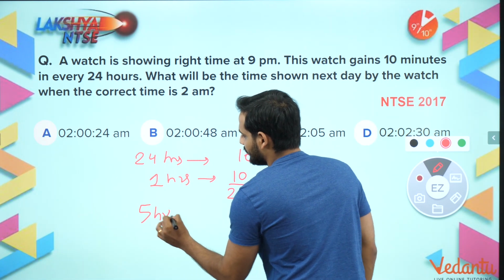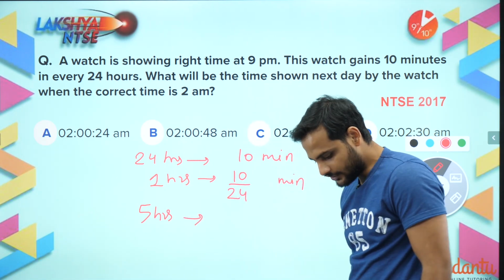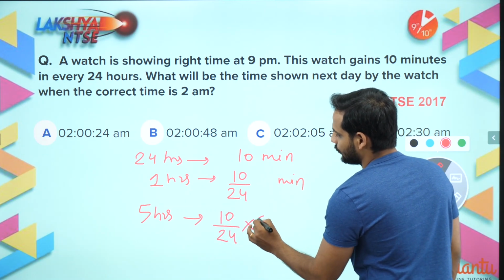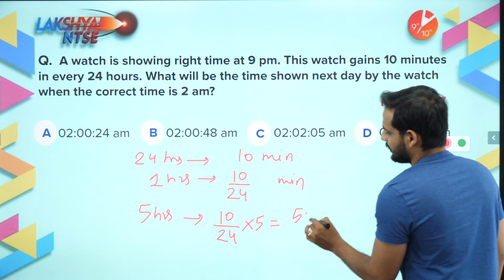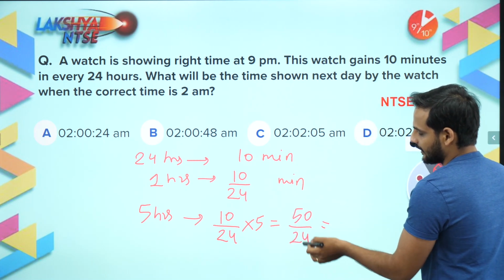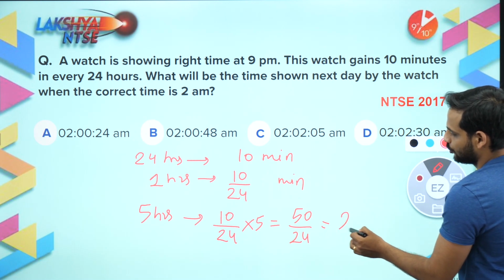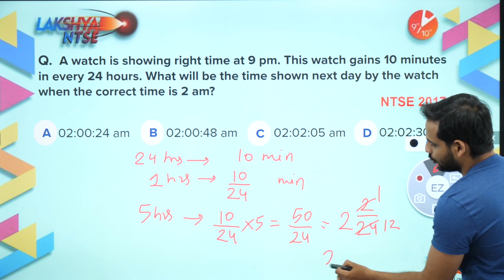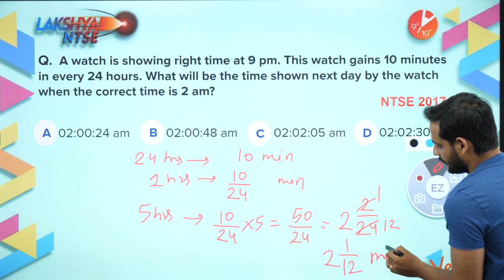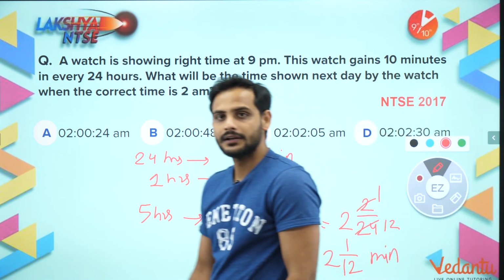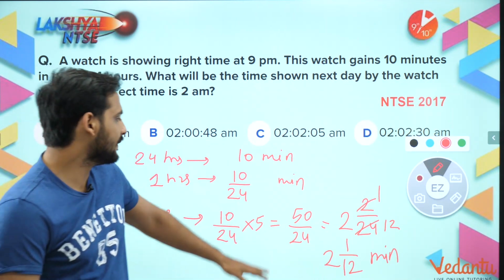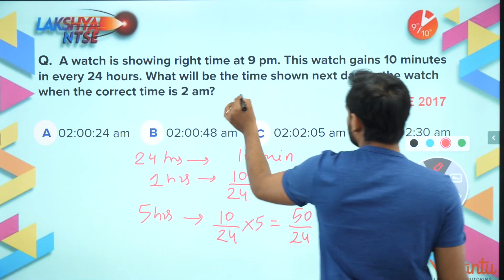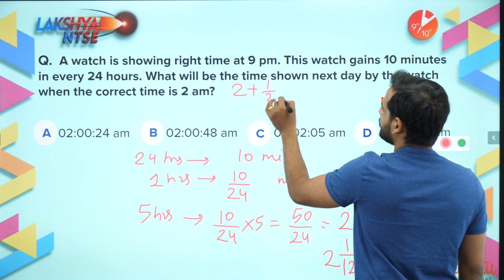much will it gain? In 5 hours, how much will it overtake? It will gain 10 by 24 into 5, which means 50 by 24. If I convert it into a mixed fraction, you can say 2 and 2 by 24, so it can be 1 by 12. So 1 by 12 minute it will gain in 5 hours. So 2 minutes it has gained, and 1 by 12 minute. So what is 1 by 12 minute, bachcho? 2 plus 1 by 12 minute.